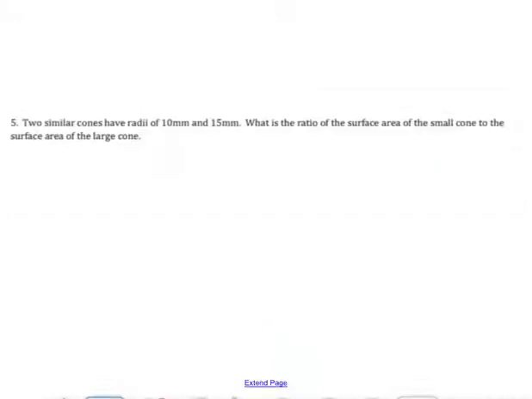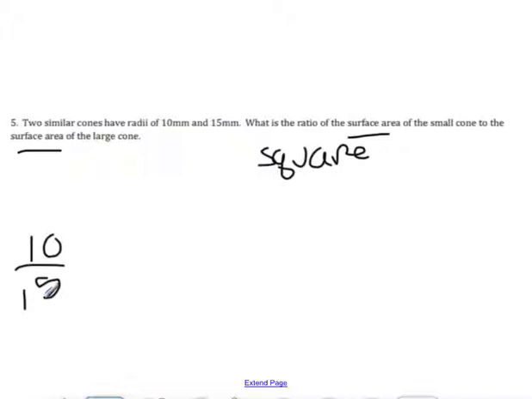So let's take a look at number 5. It says two similar cones have radii of 10 and 15. What is the ratio of the surface area of the small cone to the surface area of the large cone? Remember that surface area means we are going to square our ratio. Okay, so we have 10/15. Now let's reduce that scale factor. They're both divisible by 5. 10 divided by 5 is 2. 15 divided by 5 is 3. So we have the scale factor of 2/3.